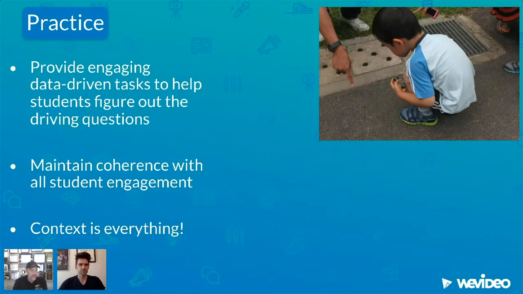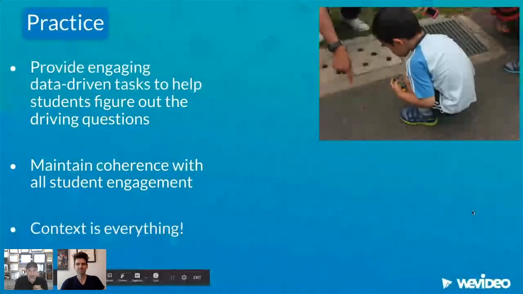So context is everything. The research on contextual learning is out there. You don't have to look very far. It's very well established, and it really does reinforce all of this. So if you have a student who's just outside, like this kid here is, and looking at ants, I don't remember what the next part is.